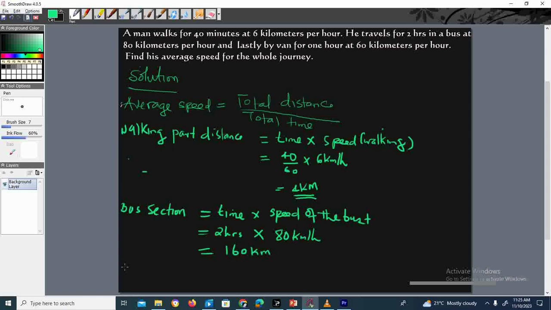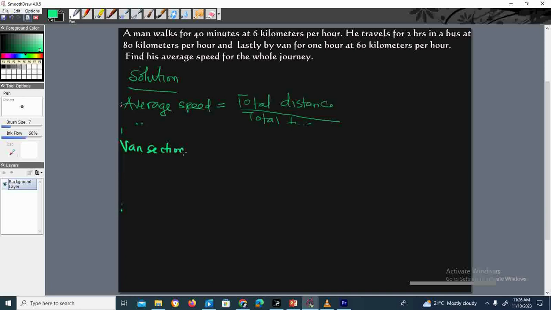We also find the distance that was covered by the van. We're going to get the time that it traveled by the van multiplied by the speed of the van. So by the van, it traveled for 1 hour, and the van was moving at a speed of 60 kilometers per hour. So the van covered a 60 kilometers distance.